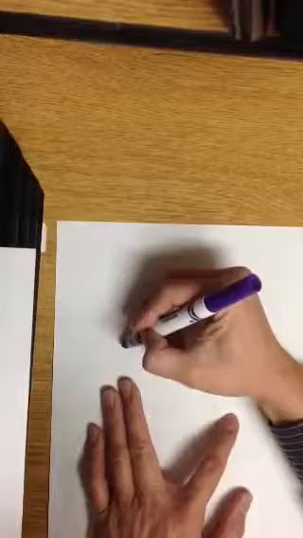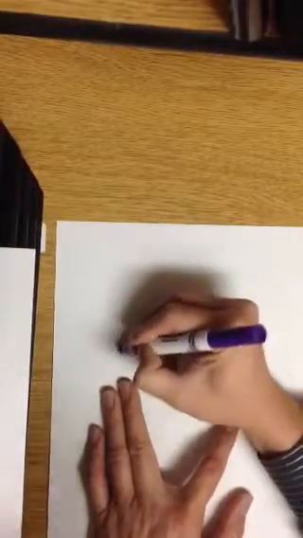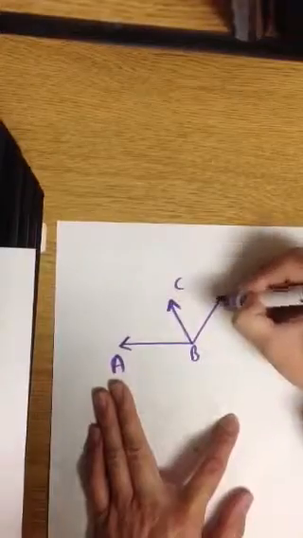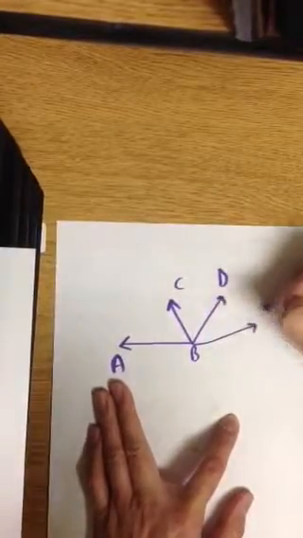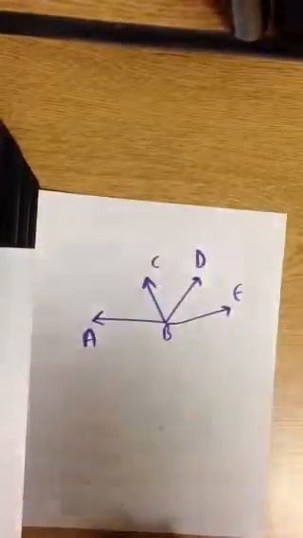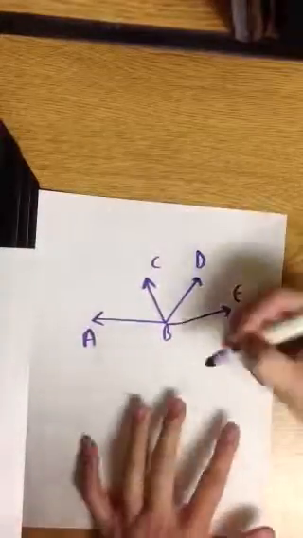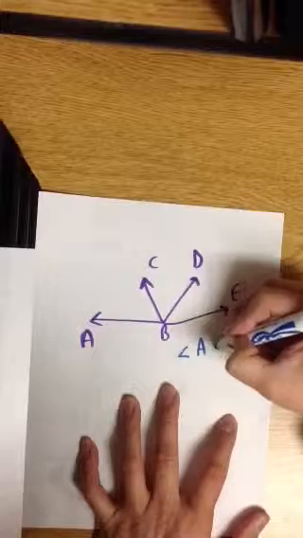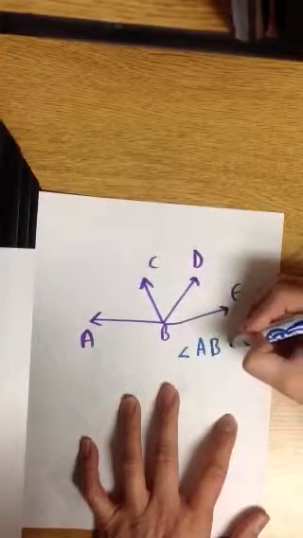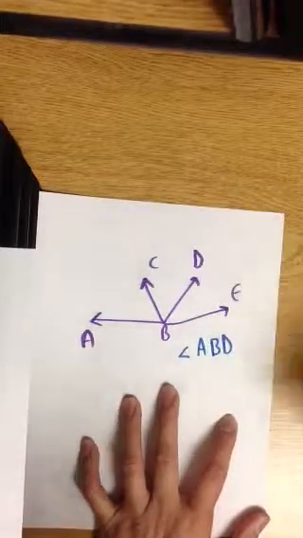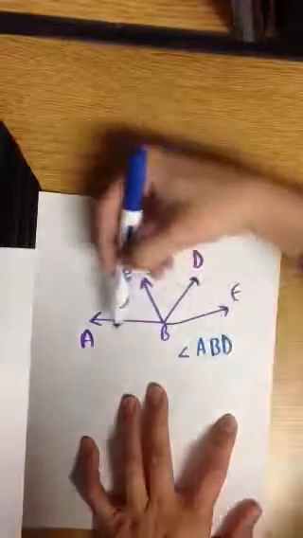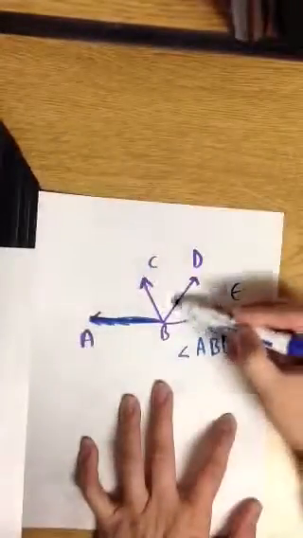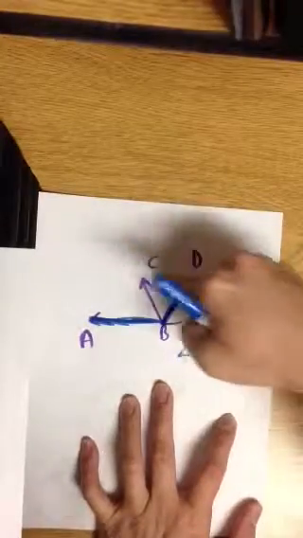So what happens if you had this? A, B, C, D, E. Oh, so many rays. And the question is, find angle ABD. So I tell kids, color it. Connect A to B to D. Pretend this and this are not here.